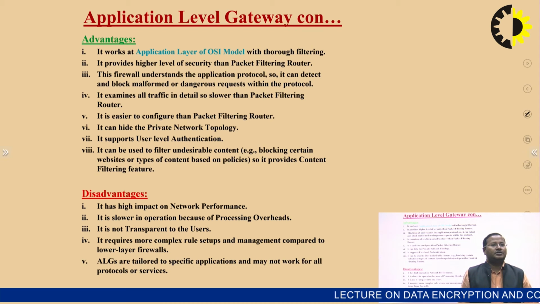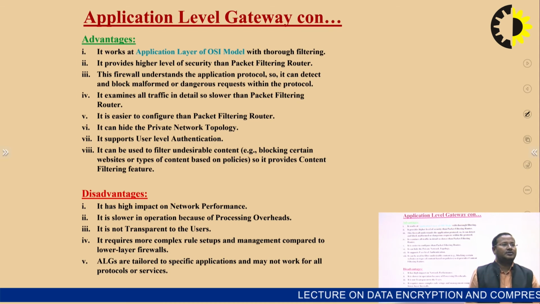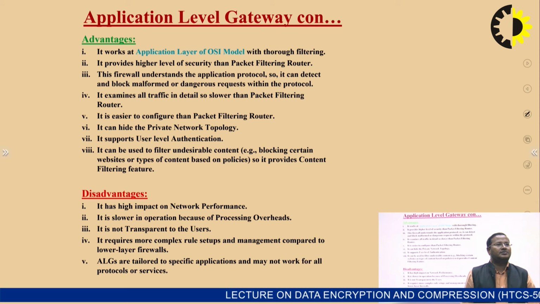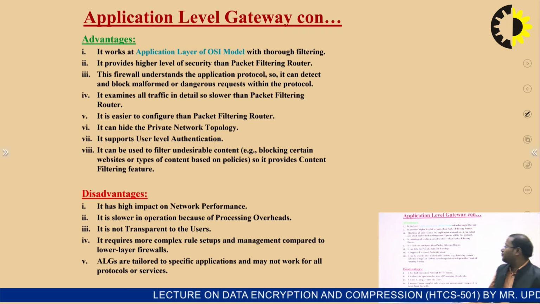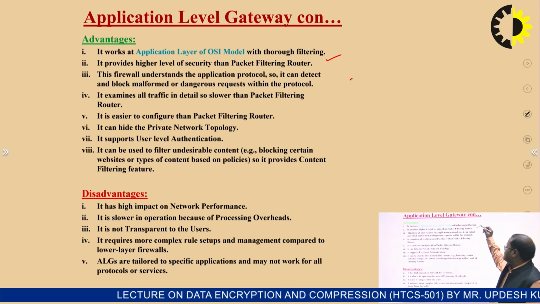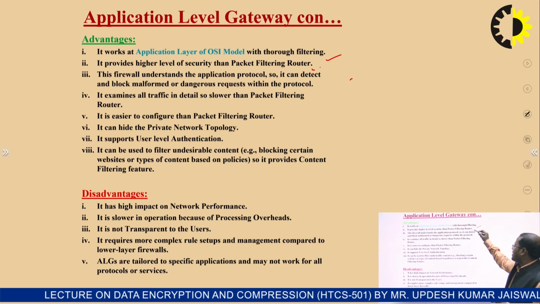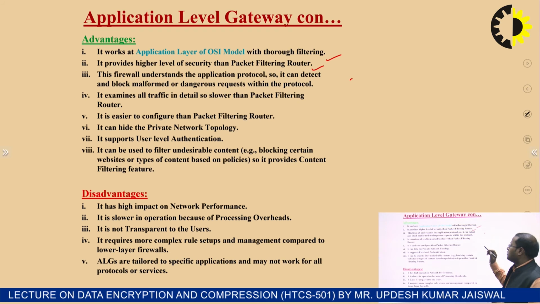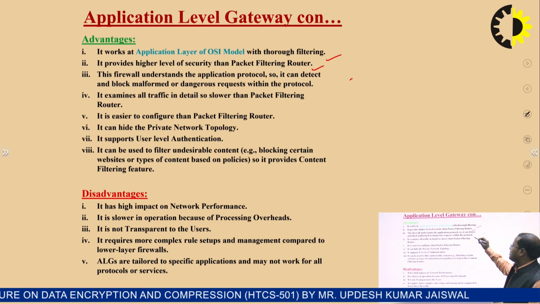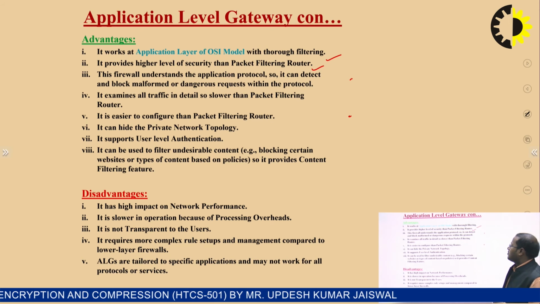Now I am going to discuss the advantages and disadvantages of the application level gateway firewall. It works at the application layer of the OSI model through filtering. This was the first advantage. Second, it provides a higher level of security than a packet filtering router. This firewall understands the application protocol, so it can detect and block dangerous requests within the protocol.